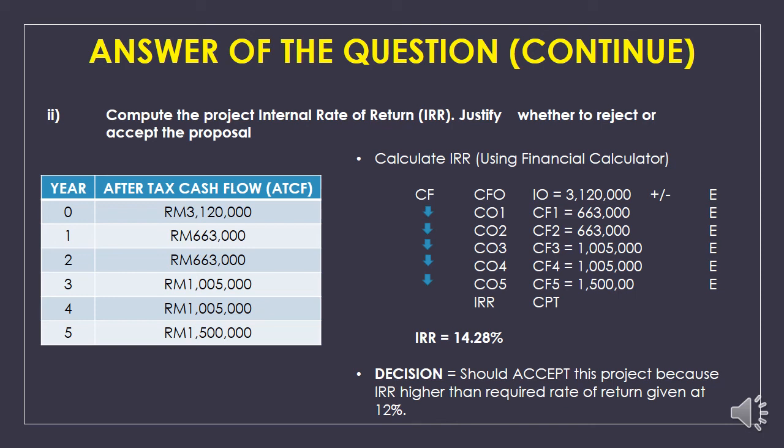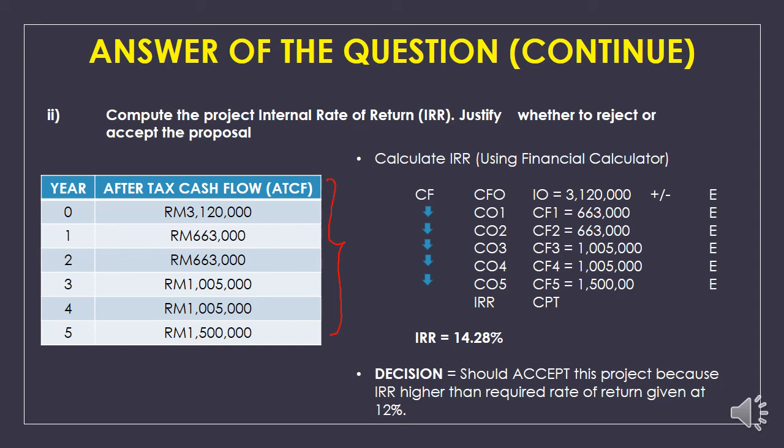Okay, and then continue with the second part of the question. Based on the second question, compute the project internal rate of return, which is IRR, and justify whether to reject or accept the proposal. So from the calculations under step number 5 in question number 1, we can conclude the after tax cash flow as mentioned in this table.